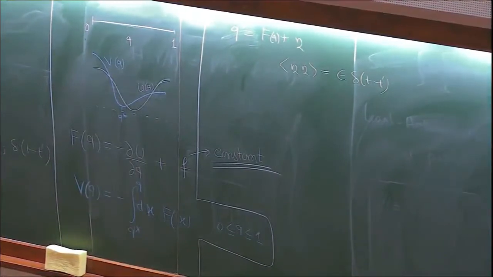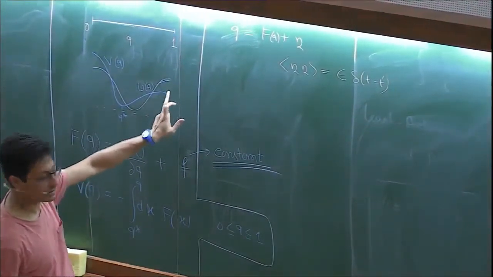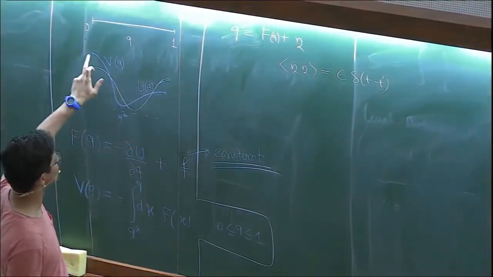If you do that, U plus FQ, that actually is V of Q. But the problem with V of Q is that as you go around, there is a sudden jump. You see, it comes from here to here.